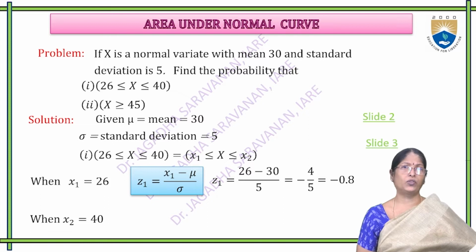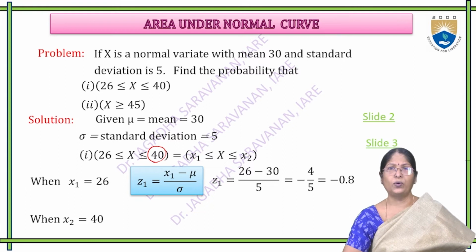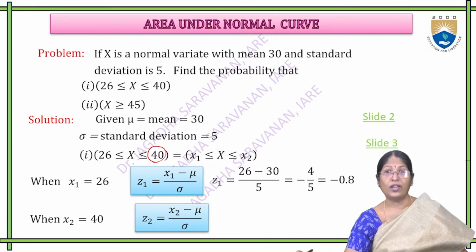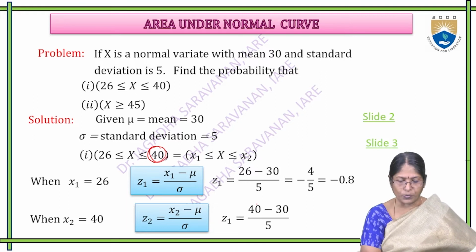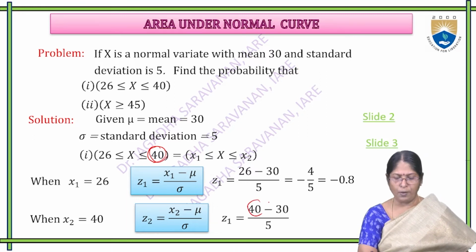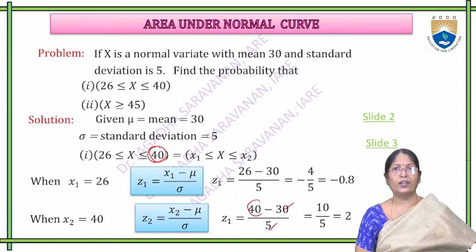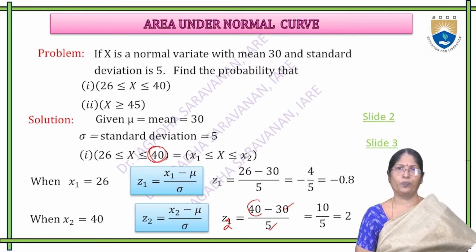Next, x2 is 40. Yes, here is our x2. We are converting that x2 into z2 to plot the normal curve. That is our only goal now. So z2 equal to x2 minus mu by sigma. Our x2 is 40, and we substituted mu is 30 and sigma is 5. So z2 equal to 2.